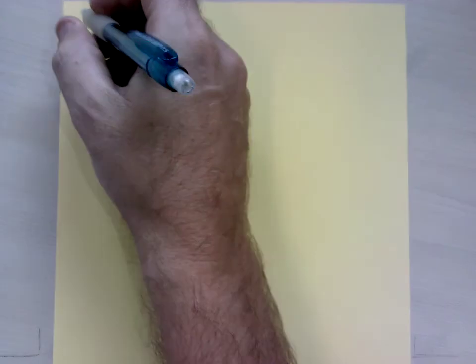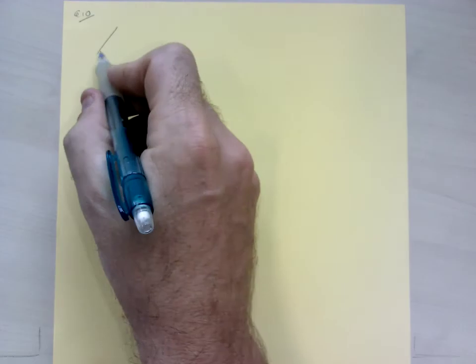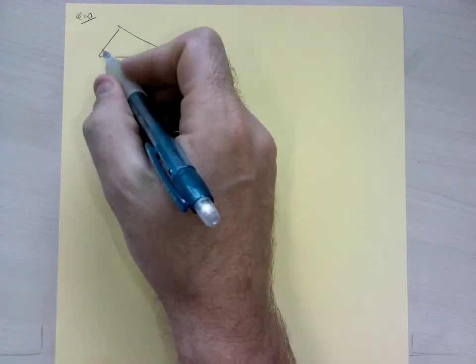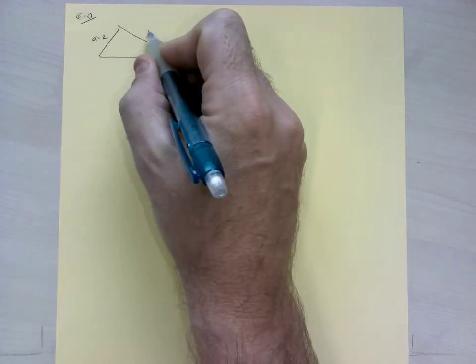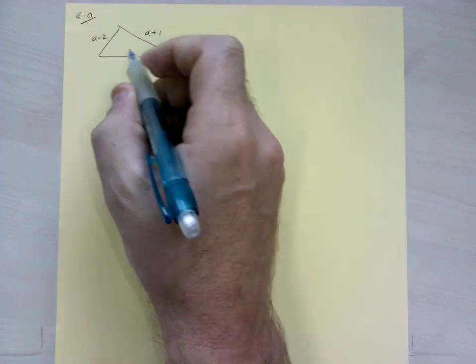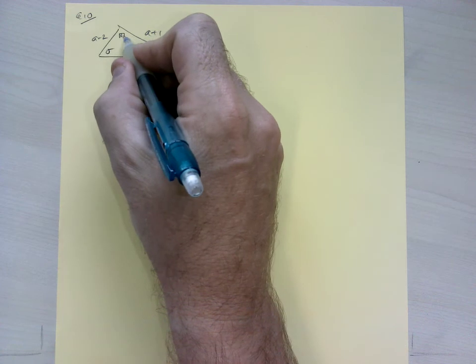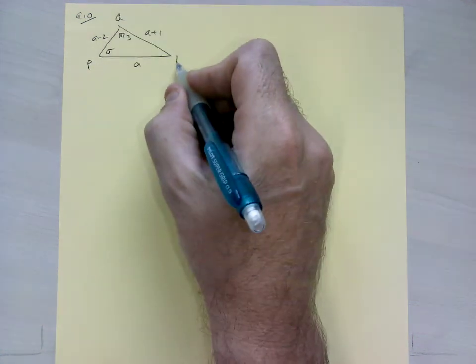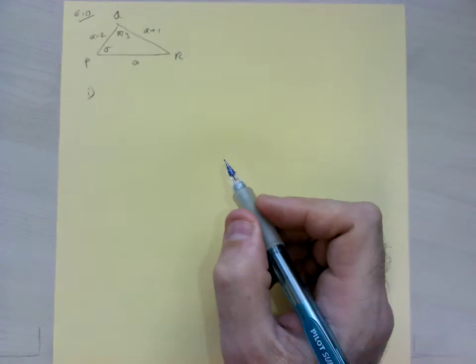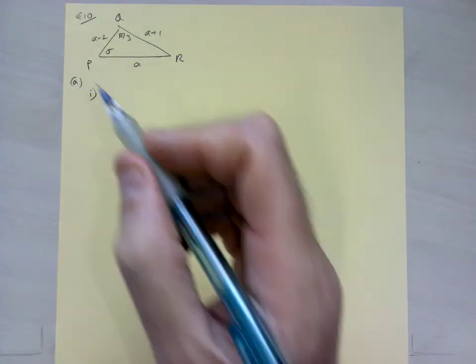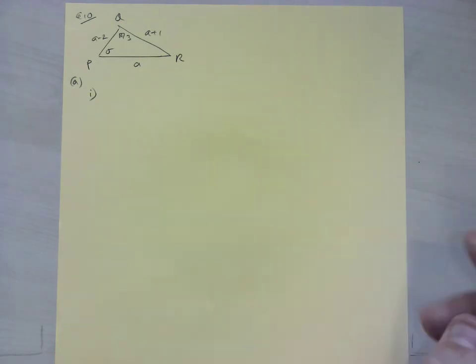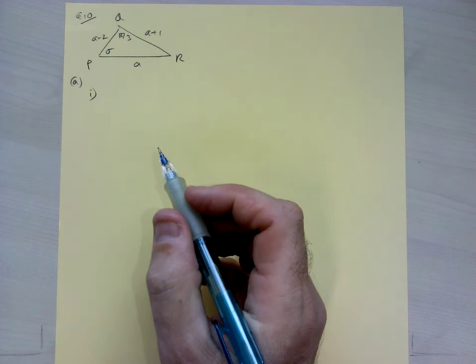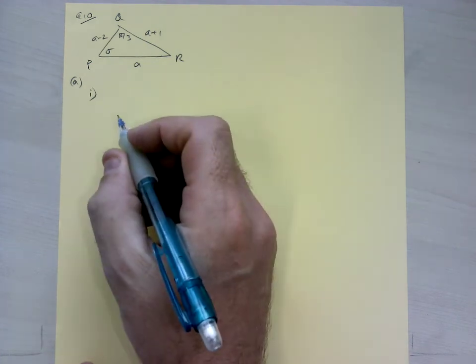Okay, going to look at question 10 with a triangle. Just quickly going to put the information down. I've got a minus 2, a plus 1, and a, angle sigma, angle pi on 3, and P, Q, R. So, part 1 asks me to show that a equals 7.